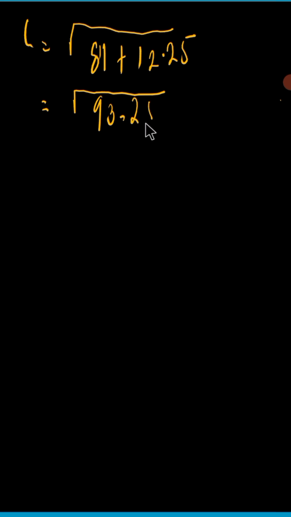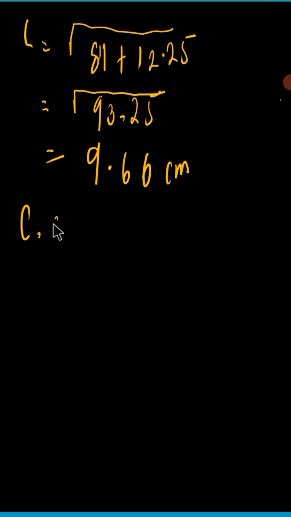plus 3.5 squared, which will give us 12.25. So when we add everything, we have the root of 93.25. So what is the root of 93.25? That will give us approximately 9.66 centimeters. So this is the slant height. So what's the next thing? Let us get the curved surface area of the cone.